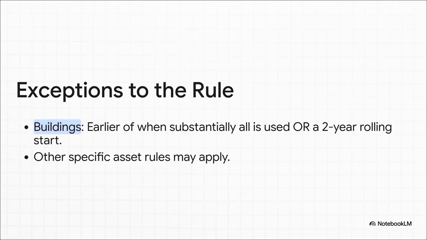Now, like with many tax rules, there are some exceptions. For really big assets, like a building, the rules are a bit more flexible. You can start claiming CCA on the earlier of 2 dates, either when you're using substantially all of the building or at the beginning of the second tax year after you acquired it, even if construction isn't 100% complete. It provides a bit of a backstop.